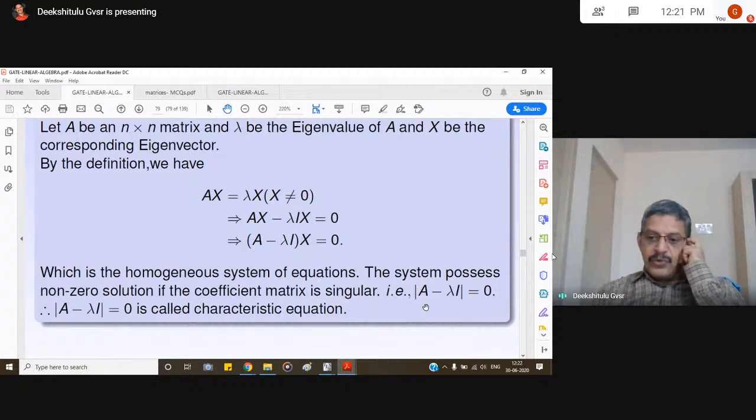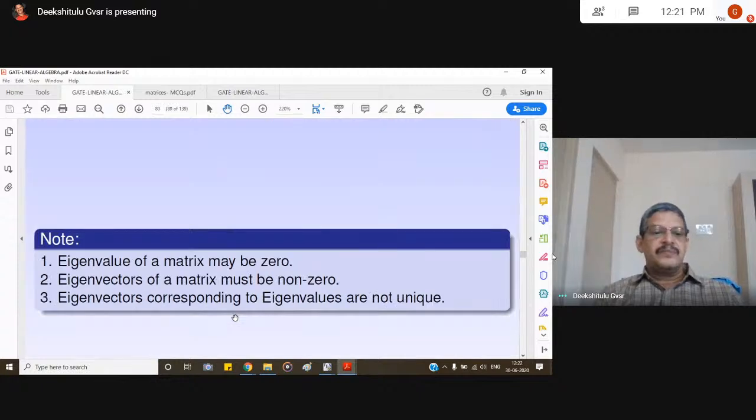So non-zero solutions exist whenever determinant of A minus lambda I is equal to 0, and this is called the characteristic equation. The eigenvalues are nothing but the roots of the characteristic equation. They are also known as characteristic values, and another important name for eigenvalues is latent roots. So there are three different names that we use for eigenvalues. The eigenvalue of a matrix may be 0. Eigenvectors of a matrix must be non-zero.